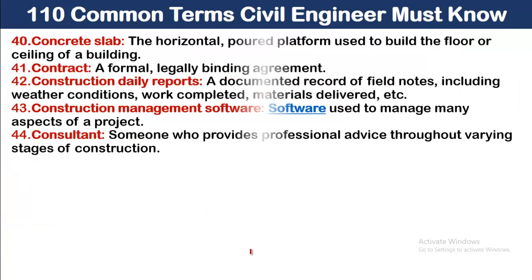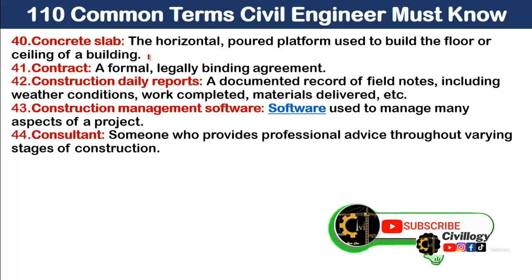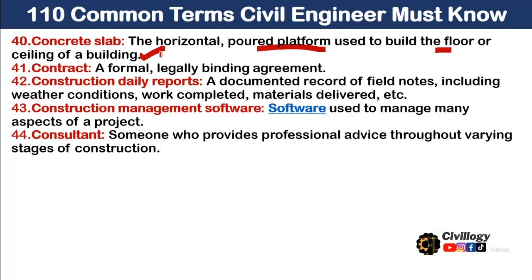Okay. Point number 40, concrete slab. Slab is the horizontal poured platform used to build the floor or ceiling of the building. Okay. What is a contract? A contract is a formal legal binding agreement. Okay. Point number 42, construction daily reports.